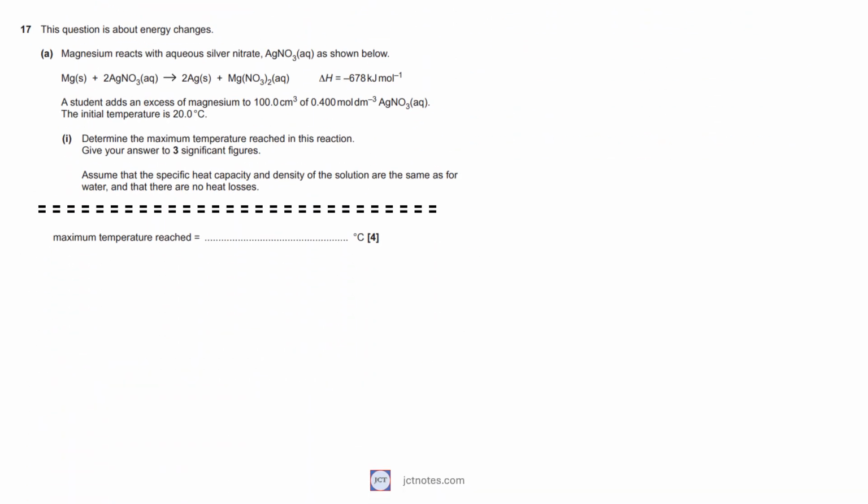Question 17 is about energy changes. Part A is about the reaction of magnesium with aqueous silver nitrate. We are given the reaction and the enthalpy change associated with it. A student adds an excess of magnesium to 100 cubic centimeters of 0.4 molar silver nitrate solution. The initial temperature is 20 degrees centigrade.